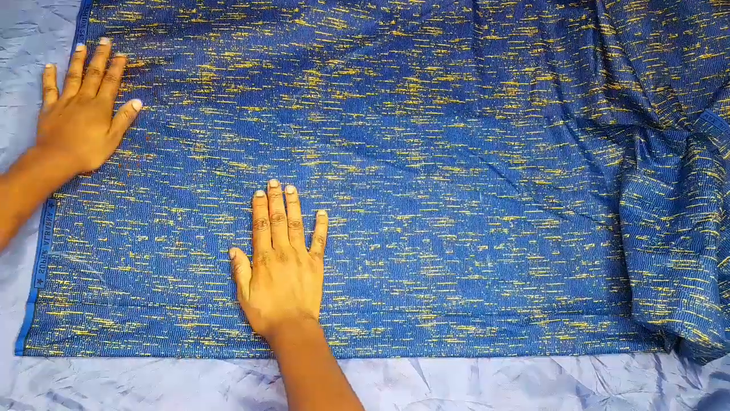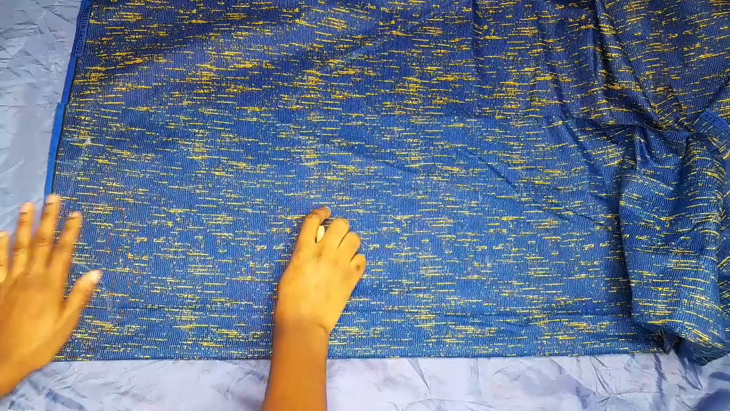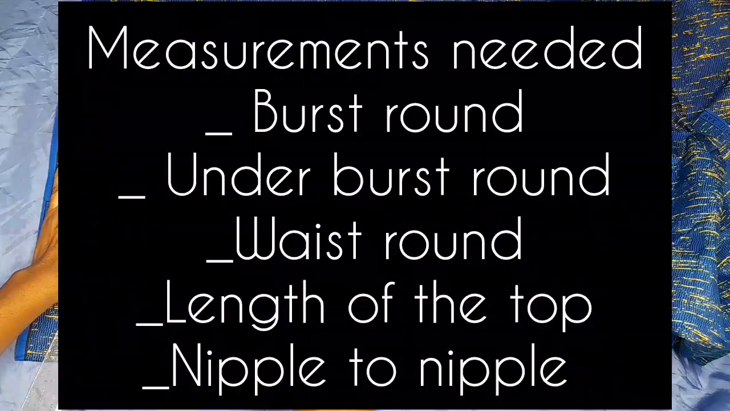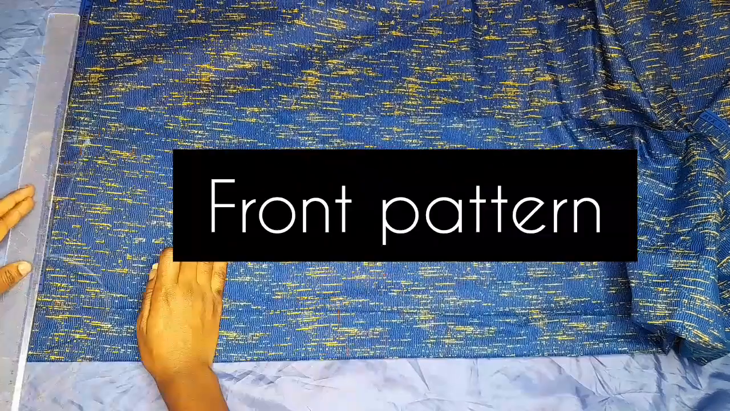As you can see, I folded my fabric in two on the wrong side, and then I have my ruler. And if you don't have a ruler, I highly recommend it. It's very useful. So let's start.